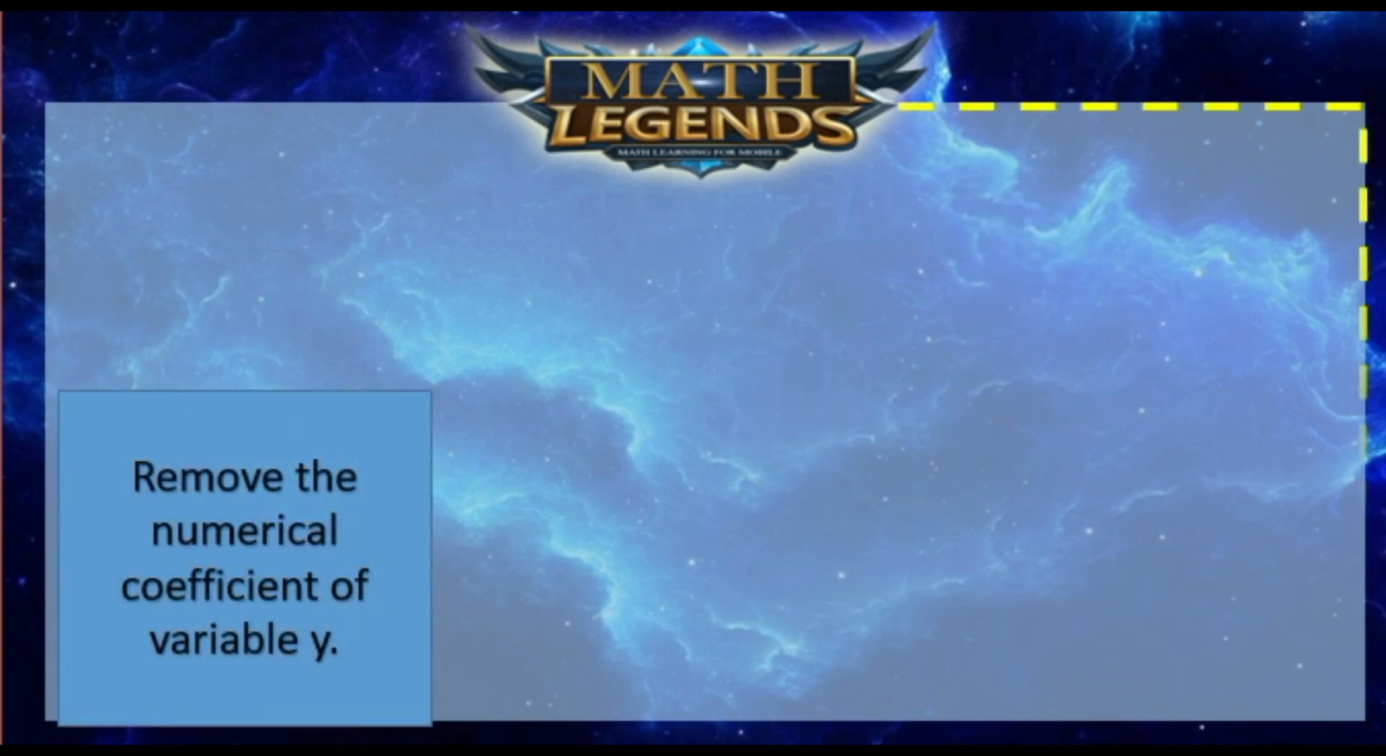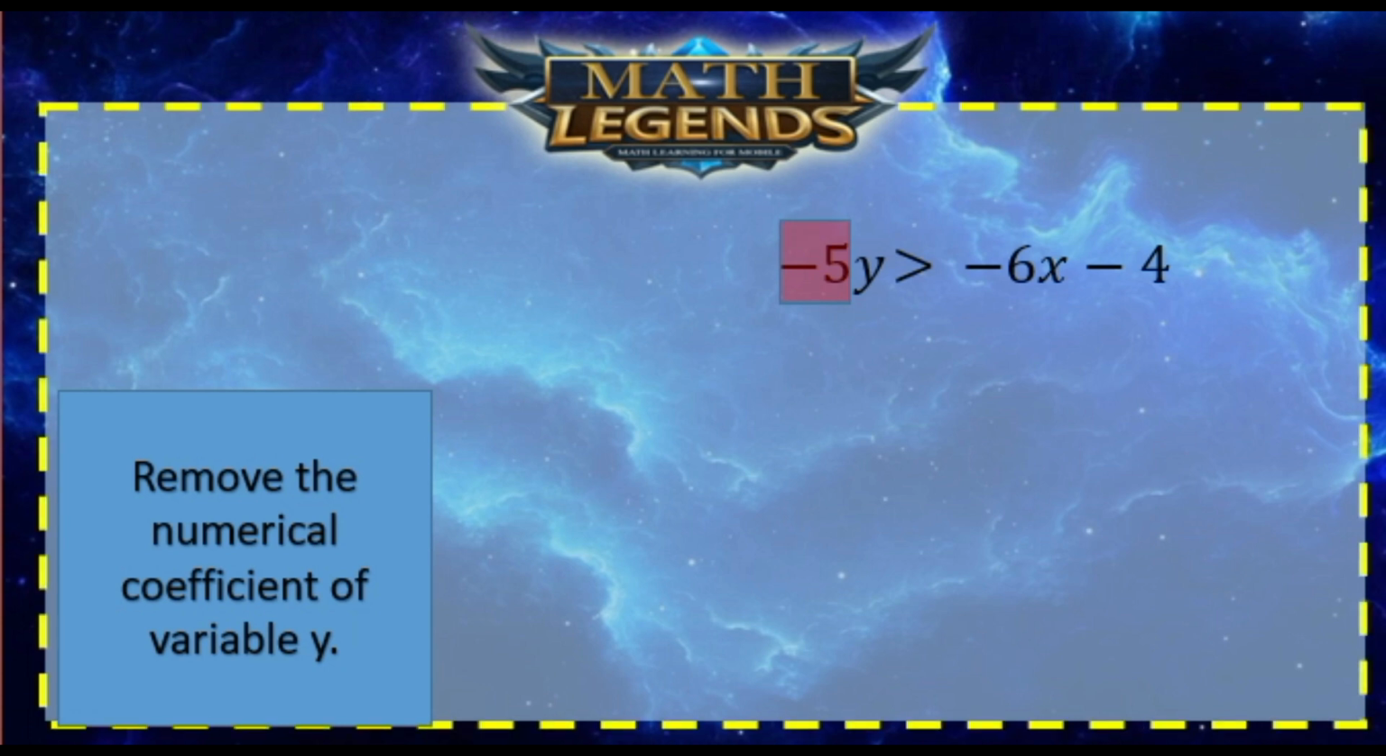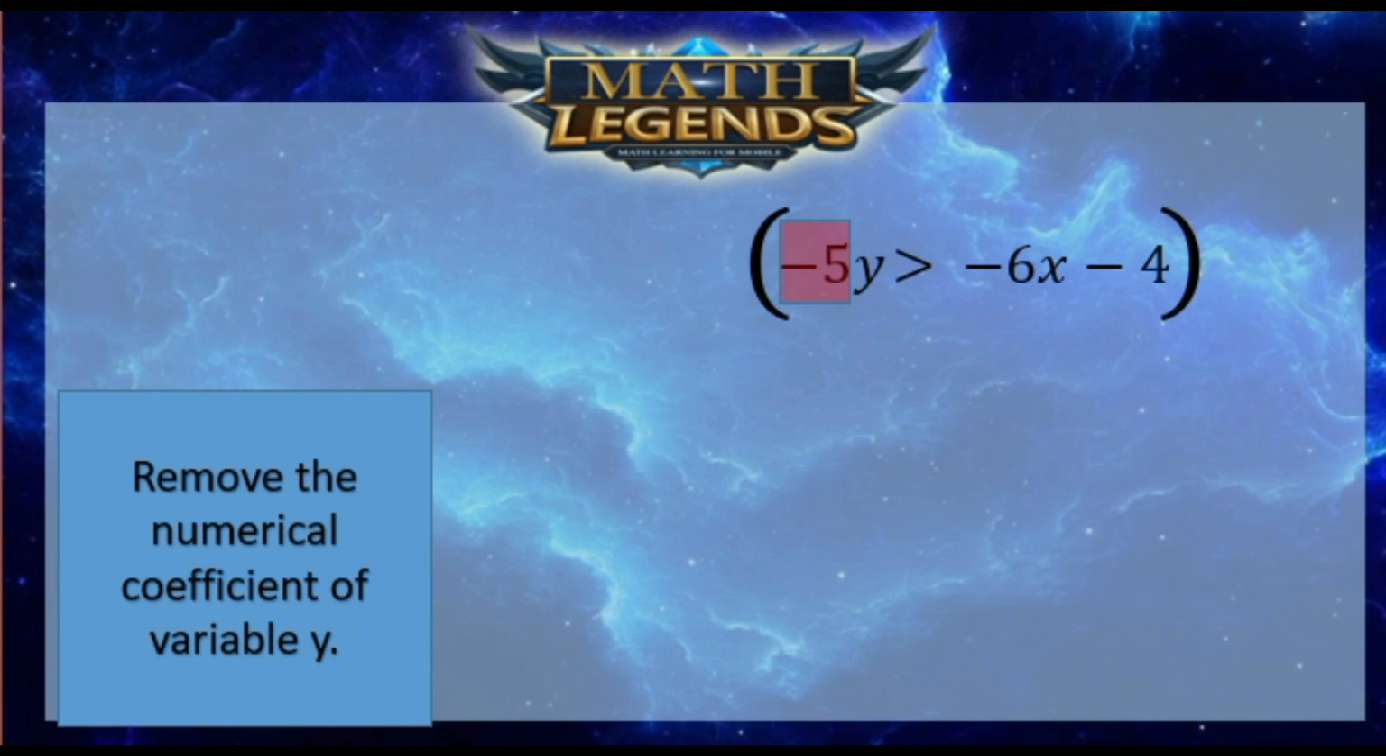Then after that, we're going to remove the numerical coefficient of variable y. Since we have negative 5y that is greater than negative 6x minus 4, we're going to remove the numerical value of our variable y, which is the negative 5. In order to remove negative 5, we're going to multiply the whole equation to its multiplicative inverse. The multiplicative inverse of negative 5 is negative 1/5. And let us multiply negative 1/5 to the whole equation. So we will have negative 1/5 times negative 5y.